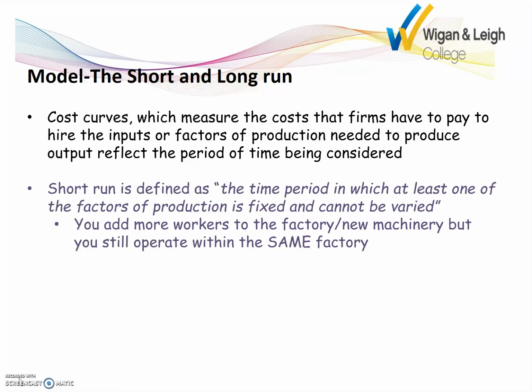An example of this is the workers. We can very easily change, increase and decrease the number of workers we have in a factory. We can also buy new machinery fairly quickly as well. So short run changes can be made very, very quickly.